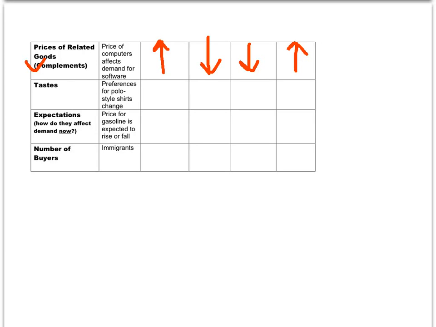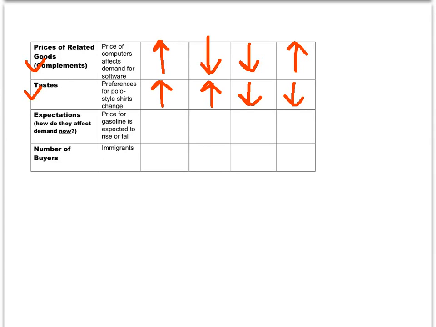Now let's consider tastes and preferences. This is about the simplest one. Let's talk about polo-style shirts, short sleeve, three-button shirts. Let's say it's 1980, and the preppy craze is all the rage. And so tastes and preferences for polo-style shirts are up. What does that do to demand for them? Well, clearly it's up. And now we're in the 1990s. Everybody likes grunge, and we don't like prep. Tastes and preferences for polo-style shirts are down. Therefore, demand for them is down.